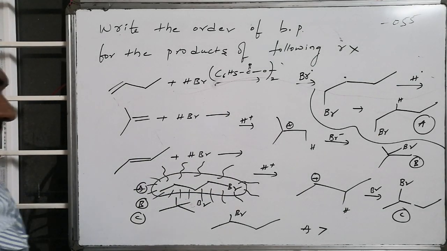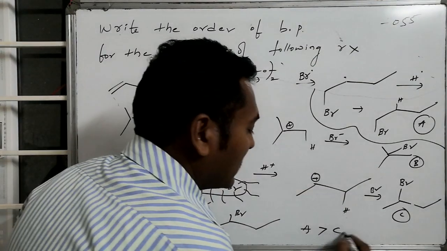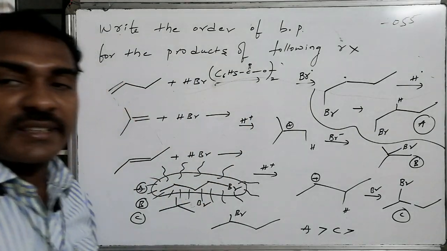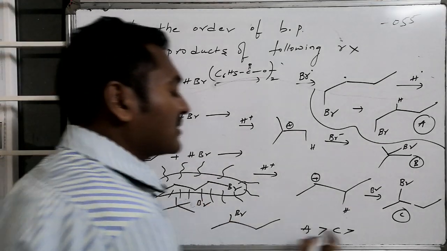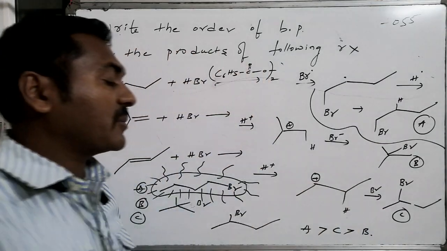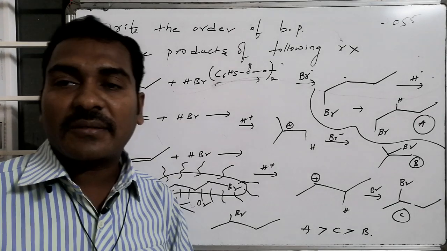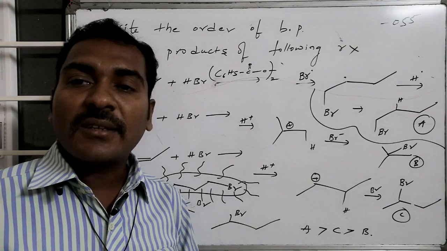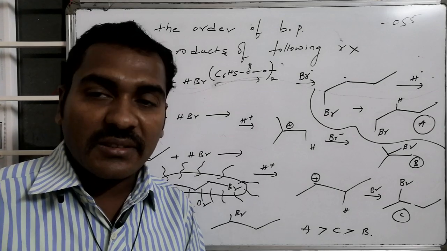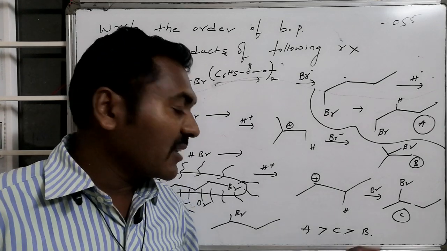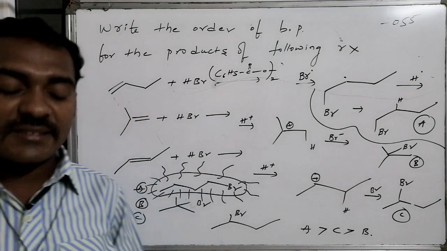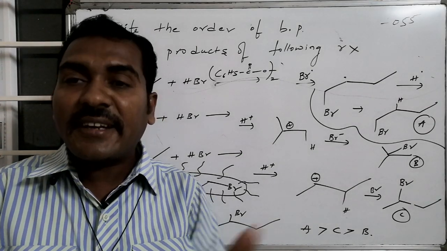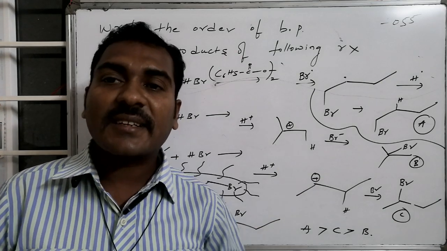Whereas in the second case, that is C, compared to this one, the length will be somewhat less because bromine is present on the secondary carbon. In the last case, B, the bromine is on a tertiary carbon. Being tertiary in nature, the compactness increases. The total material is packed within a small space. As a result, the boiling point decreases.